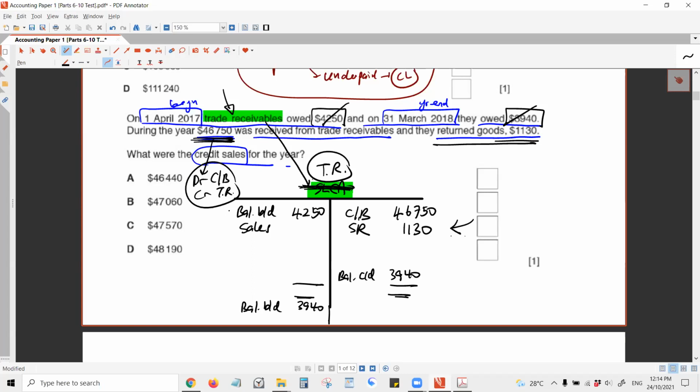Can you find the missing number now? Yes, you can find the missing number now. Now try, then you tell me your choice. You should look at the question carefully. Where did the 46750 come from? It comes from here. This is the amount you have received from customers during the year. Customers who owe you money, you receive this figure from them. Debit cash or bank, credit trade receivable. That's how it is here.